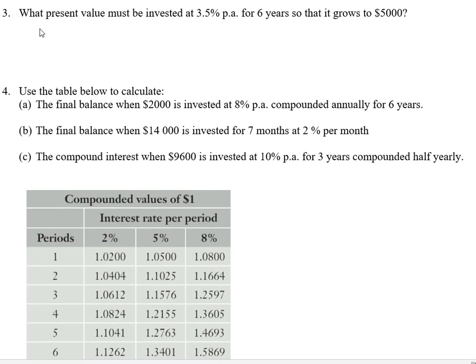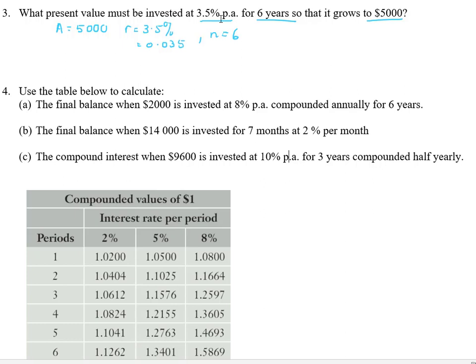Compound interest 2. What present value must be invested at 3.5% per annum for 6 years so that it grows to $5,000? So now in this case, I've been told what my investment is going to be worth at the end of a period of time. My interest rate's 3.5%, so that's 0.035, and my number of time periods is 6.